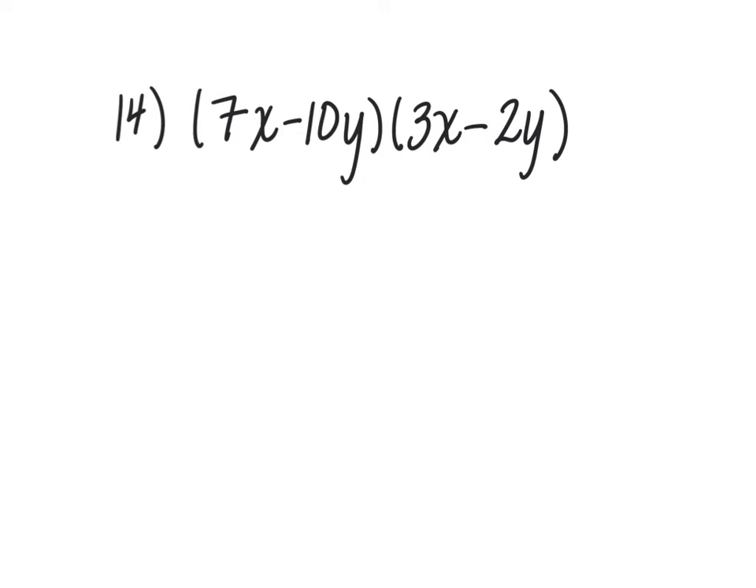Number 14, 7x minus 10y times 3x minus 2y. So this one has a little bit different twist, but the process is still the same. So let's see what happens when we have two variables. So we have 7x times 3x. So 7 times 3 is 21, and then x times x is x squared. Then we have 7x times negative 2y. So 7 times negative 2 is negative 14.